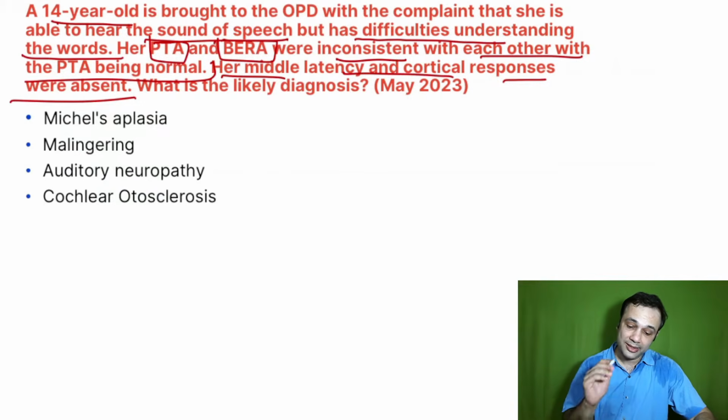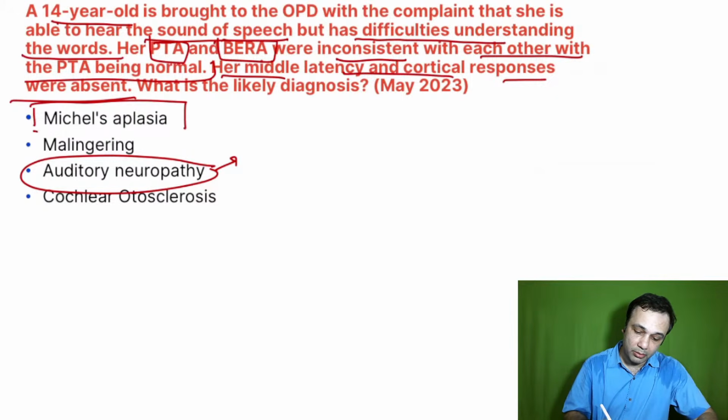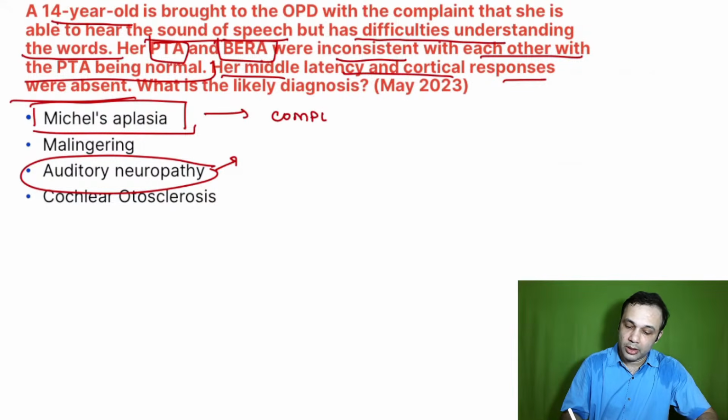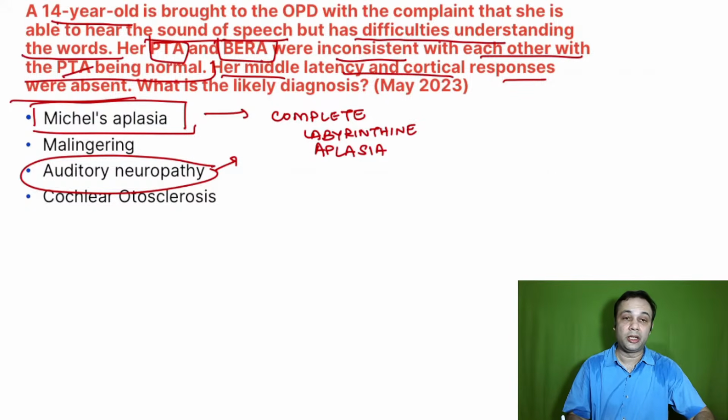Remember, there is one set of disorders which is called auditory neuropathy. So this is the diagnosis in this case. I'll tell you why. What is Michel's aplasia? This is complete labyrinthine aplasia. When there is complete labyrinthine aplasia, where is the question of PTA? Where is the question of brainstem evoked response audiometry? It will usually be absent. Okay, there the results are not inconsistent with each other, right?